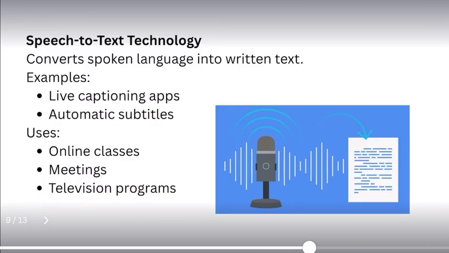Next is speech to text technology, which means when we are speaking, the spoken language is converted into written text. Examples are live captioning apps and automatic subtitle apps. These can convert real-time spoken language into written text, so in online classes, television programs and meetings, they are helpful.